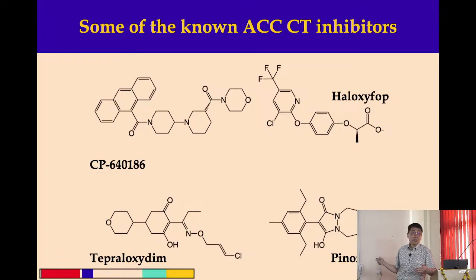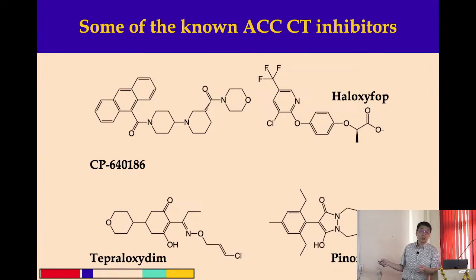I should also mention the ACC enzyme is actually highly conserved from plants to yeast to humans. Between yeast and humans, it's 50% identical in sequence. So it's a very, very conserved enzyme. Okay? So these three are well-known inhibitors of ACC.